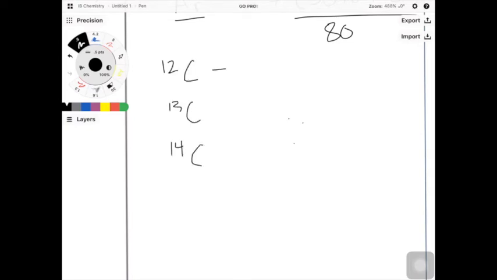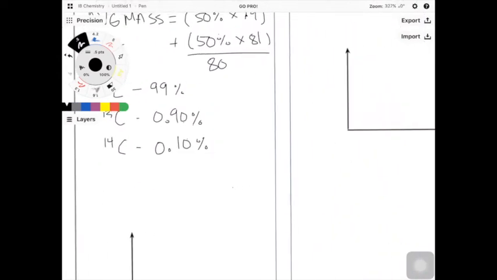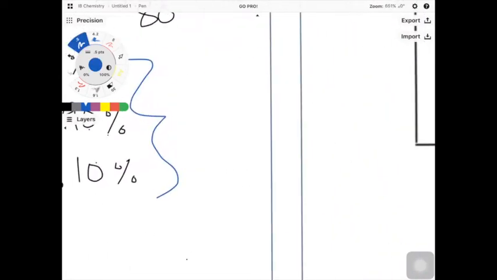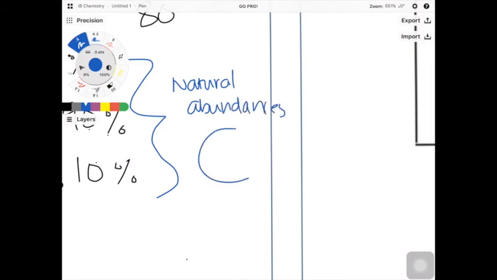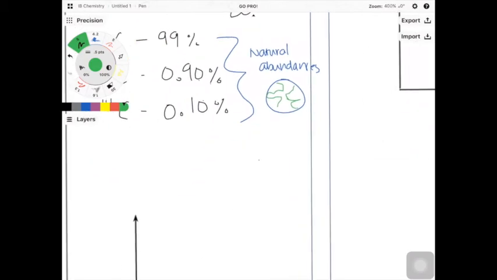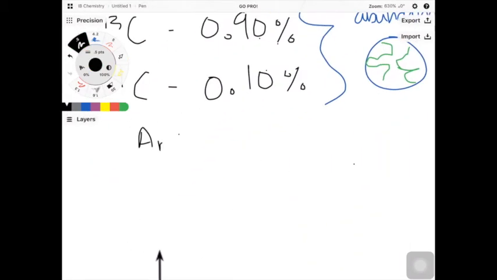Let's take, for example, carbon. Carbon has 3 isotopes that are relatively stable: carbon 12, carbon 13, and carbon 14. The percentages you see on your screen are the natural abundances. So if we were to take a handful of carbon, 99% of that carbon would be carbon 12. And only 0.9% and 0.1% would be carbon 13 and carbon 14.